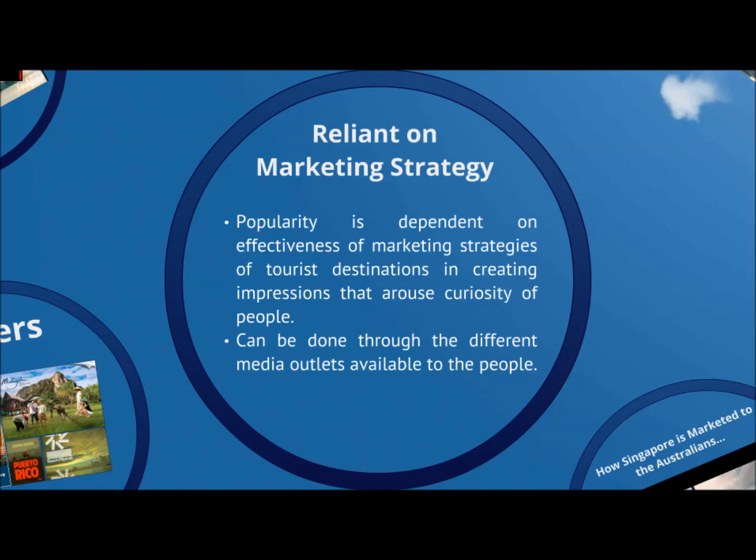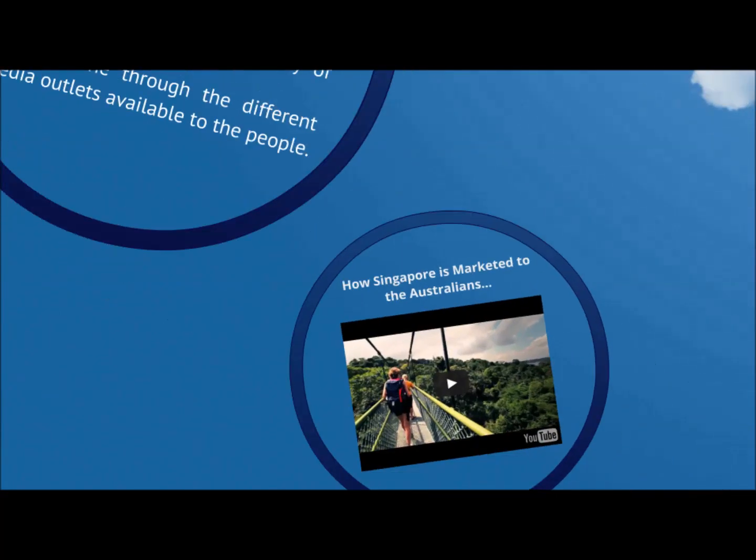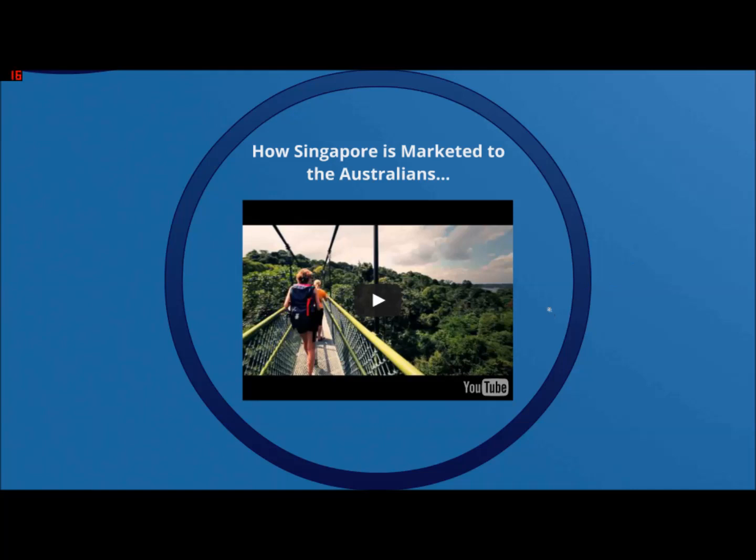The popularity of a place is dependent on the effectiveness of marketing strategies of tourist destinations in creating impressions that arouse curiosity of the people. It can be done through the different media outlets available to the people, as we mentioned before. And this is a video from the Singapore Tourism Board and how Singapore is marketed to the Australians. Do look out for the type of tourism that is being promoted here.